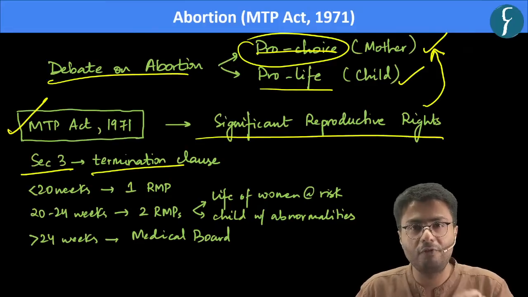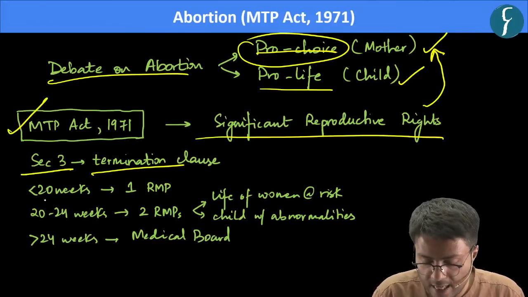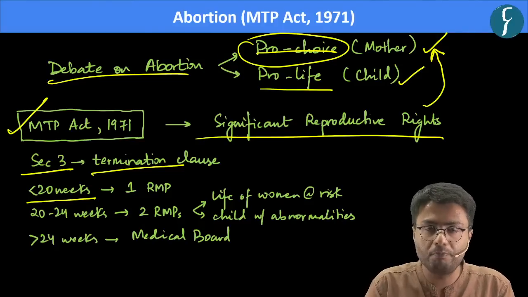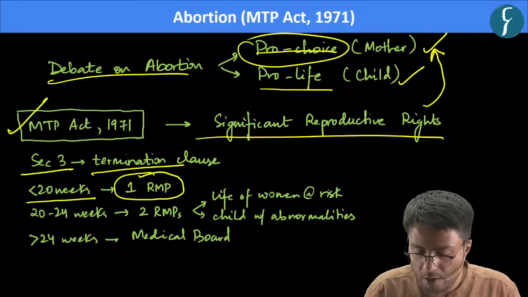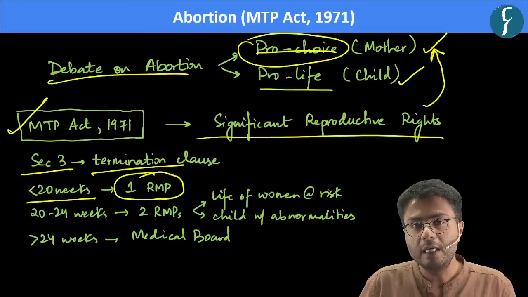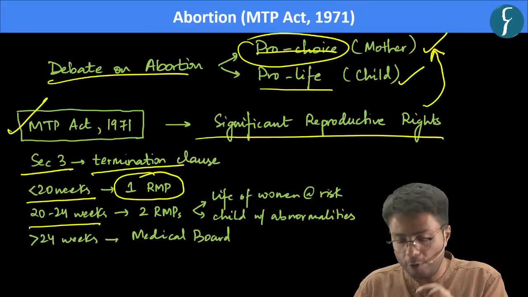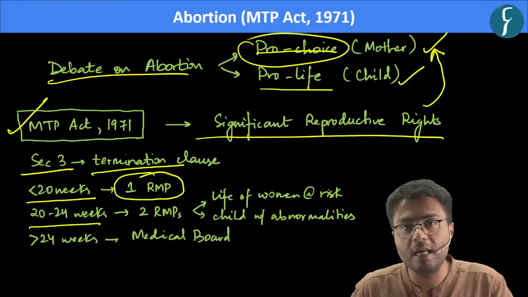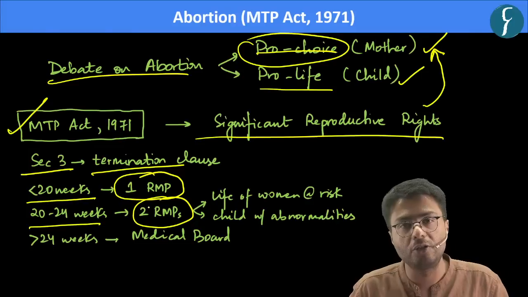Now, there are three different types of clauses. The first, in case the pregnancy is less than 20 weeks old, then a woman can get her pregnancy medically terminated after the opinion of one registered medical practitioner. While on the other hand, if the pregnancy is between 20 to 24 weeks of duration, then a woman can get her pregnancy medically terminated after she gets the opinion of two registered medical practitioners.